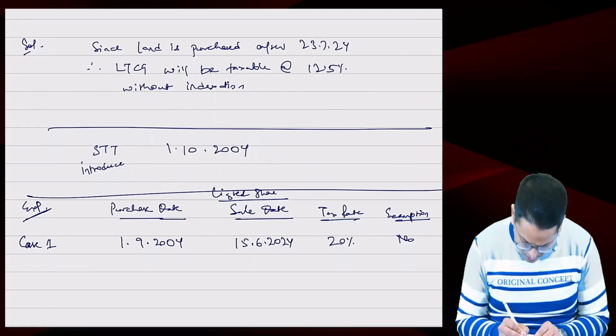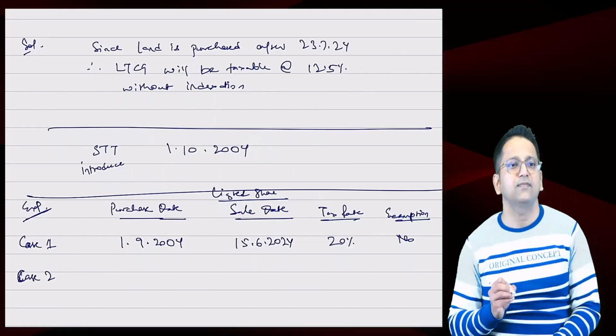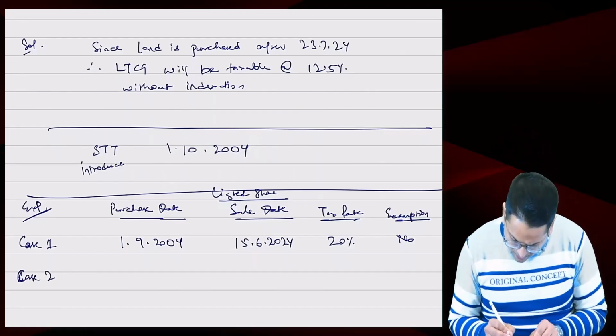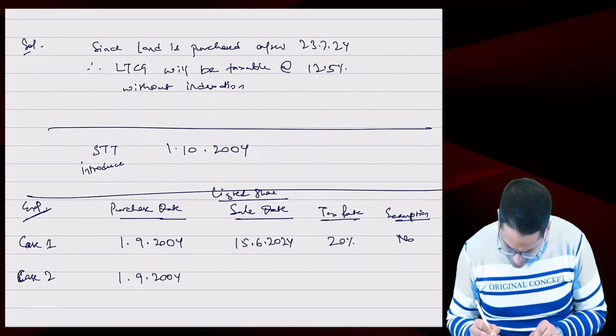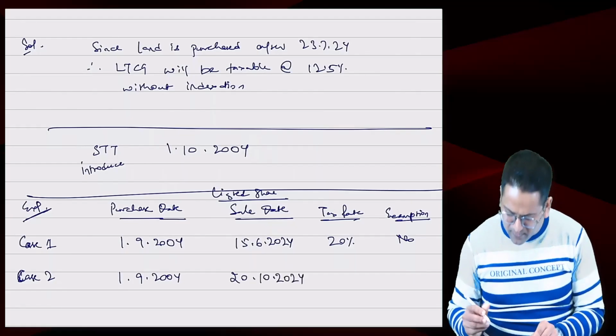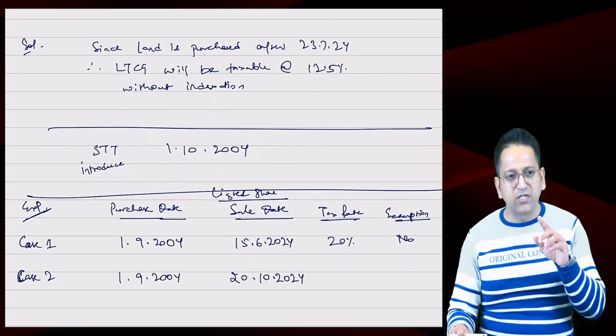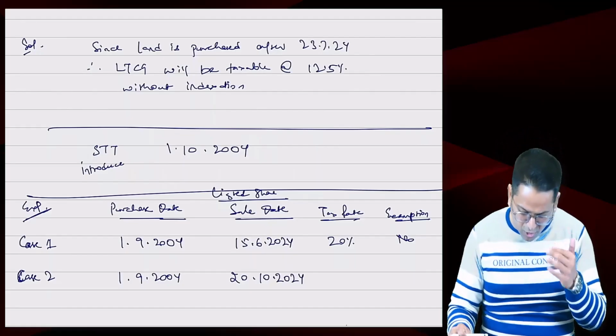So isn't this quite exciting and interesting? Take one more example. Purchased on 1st September 2004, and sold on 20th October 2024. At the time of purchase, STT was not paid. Now, STT was not paid, so that means we are out of section 112A. It became an STT not paid case.